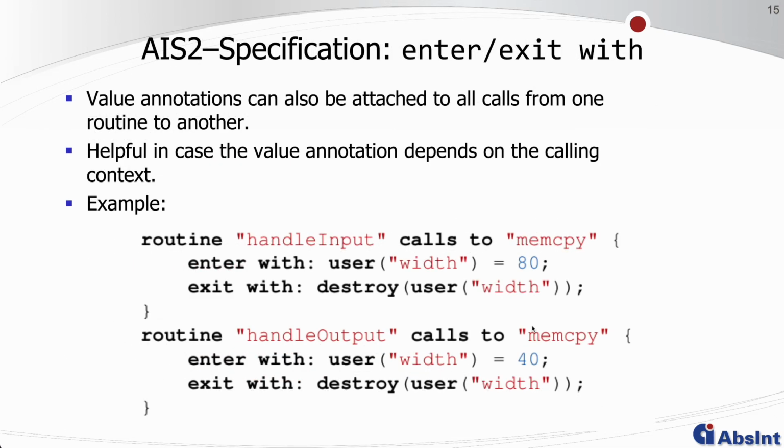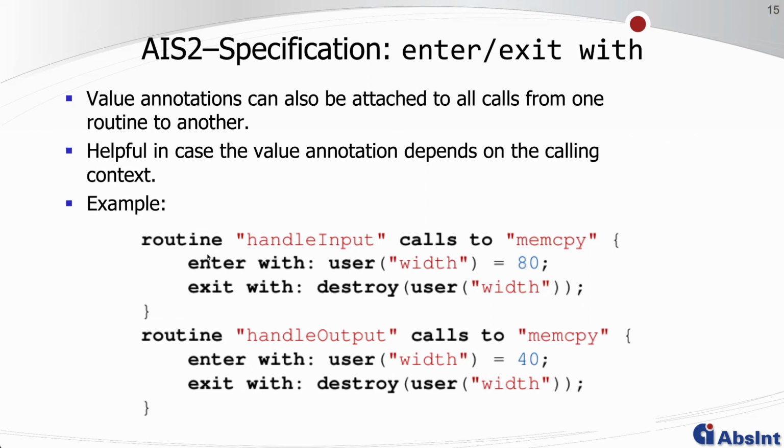The next is you can apply value annotations now to calls from a routine to another. So basically to the call edges instead of to a program point, some instruction in a routine. This is especially helpful in case the value annotation depends on some calling context.